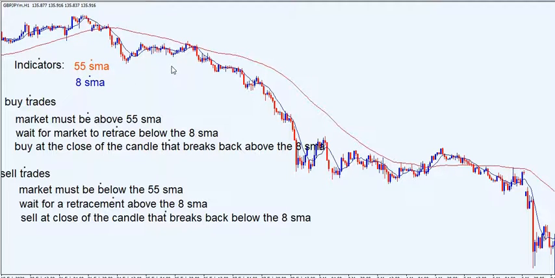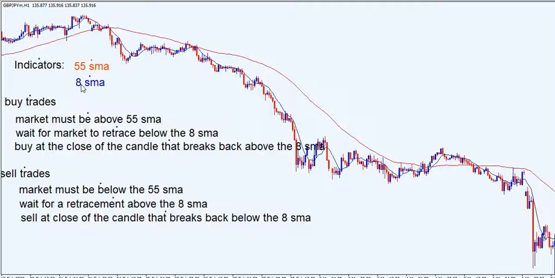Now, how do we go about trading this system? The system is so simple, basic, and easy to understand. The 55 period moving average acts as a filter. It just filters out the trend. We want to see where the market is going at a particular time, where the sentiment of the market is. And then the 8 period moving average is just a signal line. This is the signal line. We're going to take trades based on the 8 SMA. We are going to filter out the trend using the 55 period moving average. Makes sense?